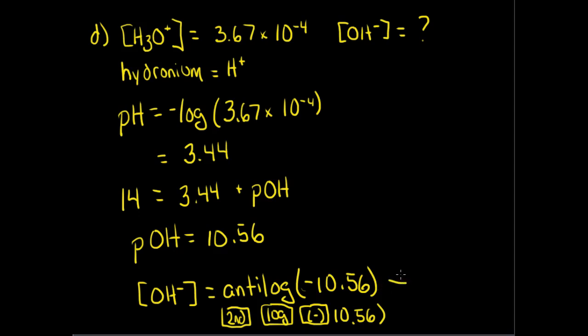So you do all that stuff and you'll get an OH concentration of 2.8 times 10 to the minus 11th molar. There's our answer right there.